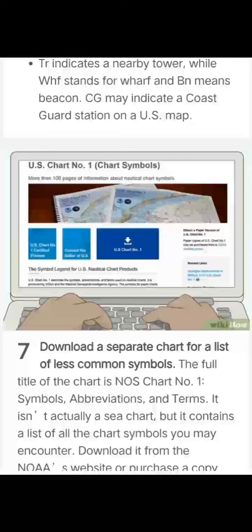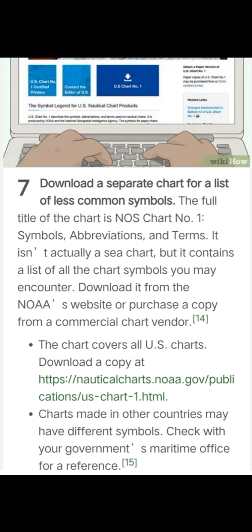7. Download a separate chart of a list of common symbols. The title of the chart is NOS Chart Number 1: Symbols, Abbreviations, and Terms. It isn't actually a sea chart but contains a list of chart symbols you may encounter. Download it from the NOAA website, or purchase a copy from a commercial chart vendor.